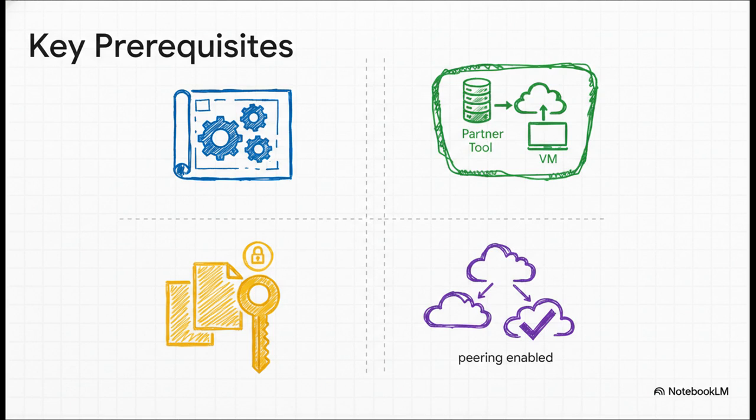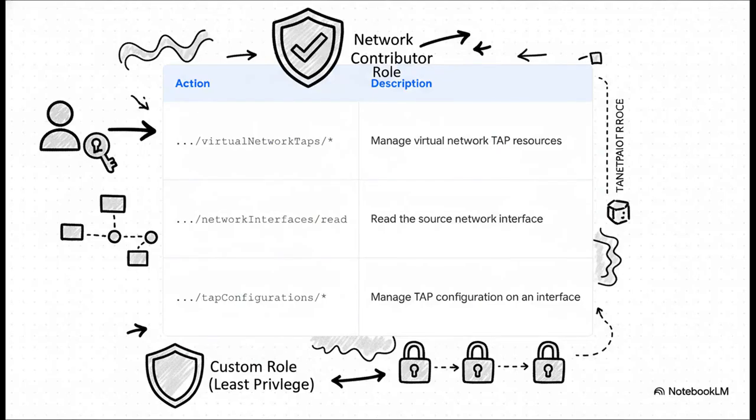And here's a little pro tip. If you're working with peered networks, you have to make sure the peering is enabled before you set up the tab. Now for permissions. Your account needs to be able to create and manage the tab itself, and it needs to be able to read the network interface you're targeting. The good news? The built-in network contributor role already has all of these permissions, so that's the easy button. But if you want to be more precise and follow the principle of least privilege, you can always create a custom role with just these specific actions.